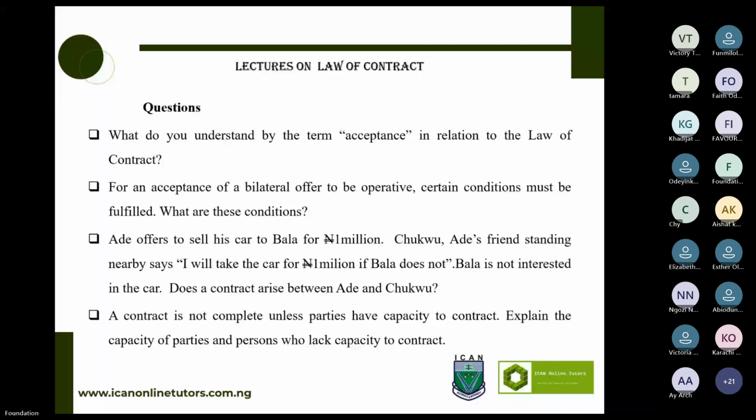Now, I want to jump into number 2 question, and I need you to relax yourself and pay attention. This is copy and paste from CIT. Ade offered to sell his car to Bala for 1 million naira. Chuku, Ade's friend standing nearby, says, I will buy the car for 1 million if Bala does not. Bala is not interested in the car. Does a contract arise between Ade and Chuku?